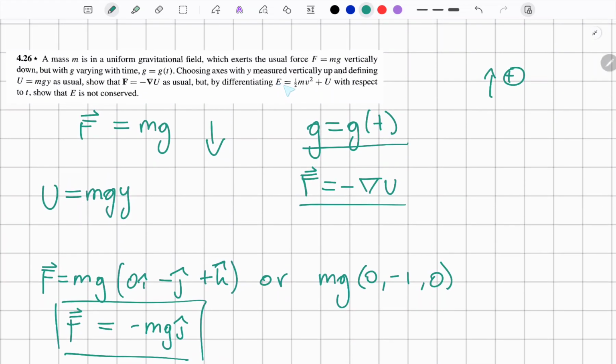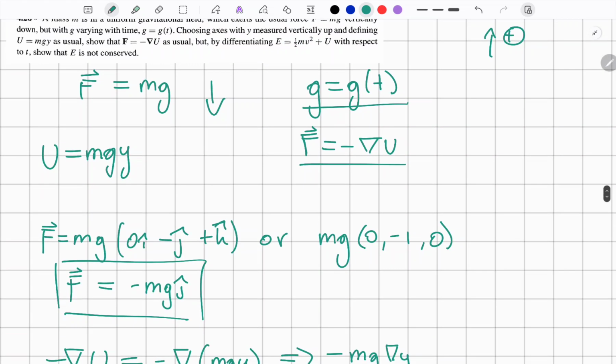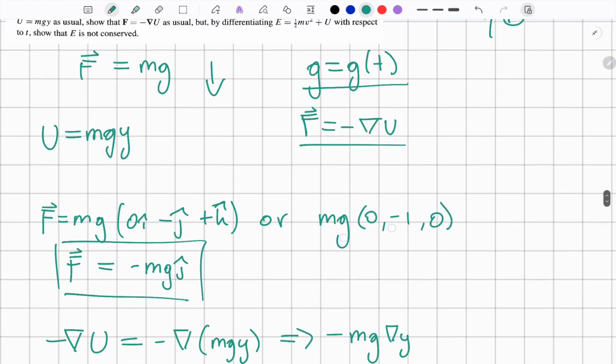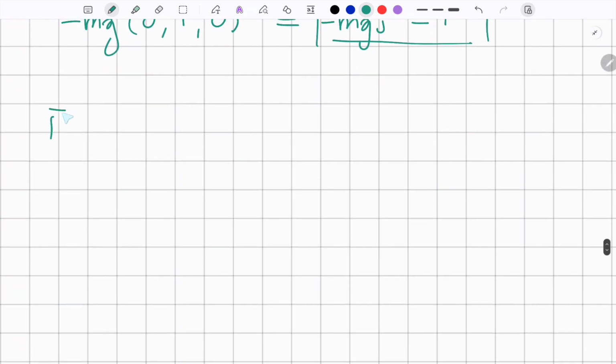Now we want to differentiate this energy equation to show that the energy is not conserved. They're giving us our total energy, our kinetic plus our potential, E equals 1/2 mv squared plus U, which we know our U, so we can write this as 1/2 mv squared plus mgy.